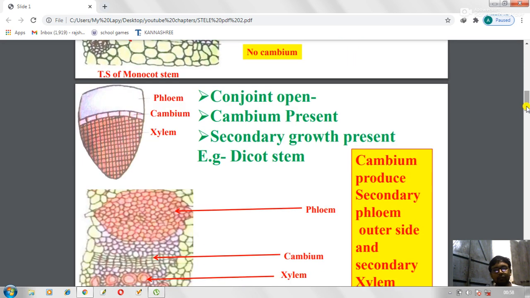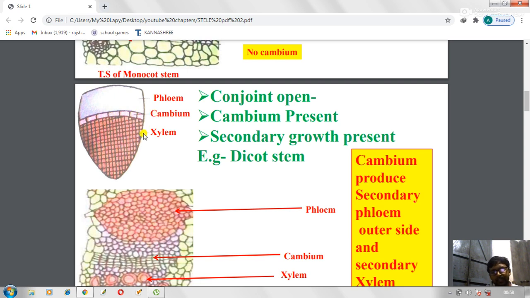Let's start with the conjoint open type of vascular bundle. Conjoint open means the xylem and phloem are present together, but between them the cambium is present. We know that cambium is a specialized tissue which continuously produces secondary xylem towards the inner side and phloem towards the outer side. That is called vascular cambium or fascicular cambium.